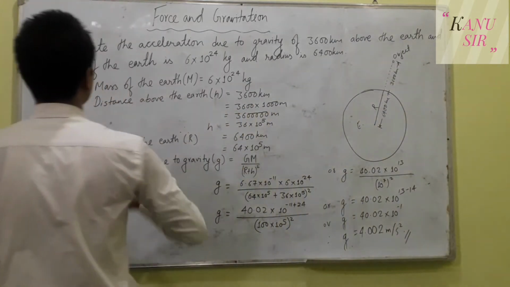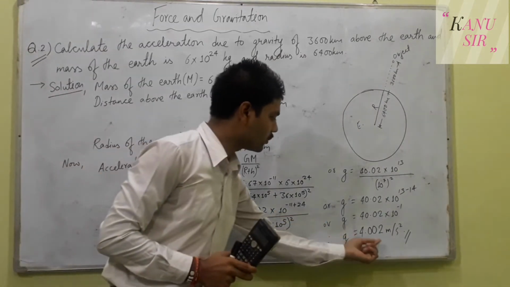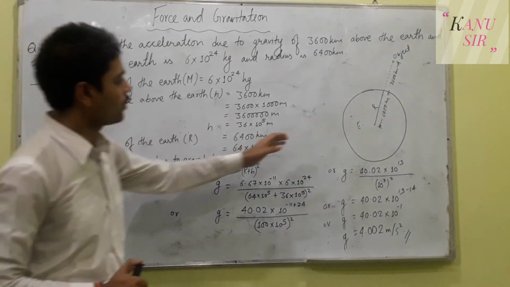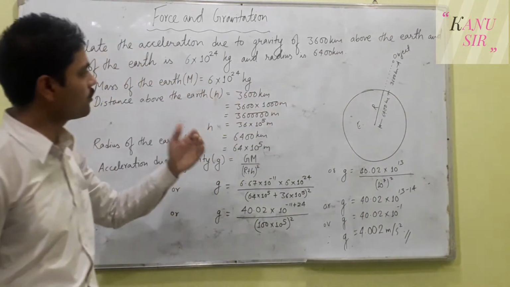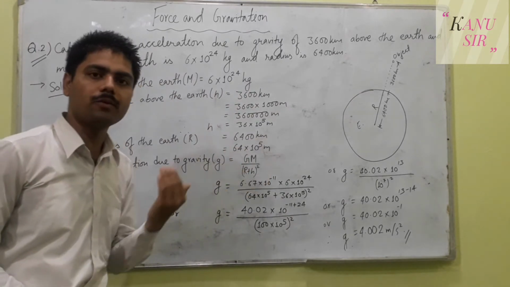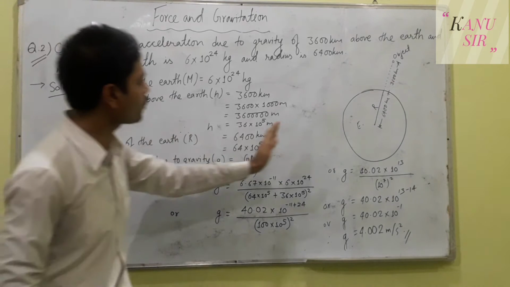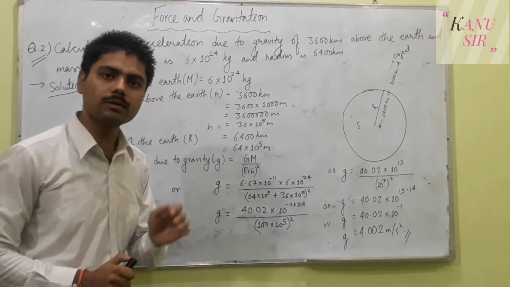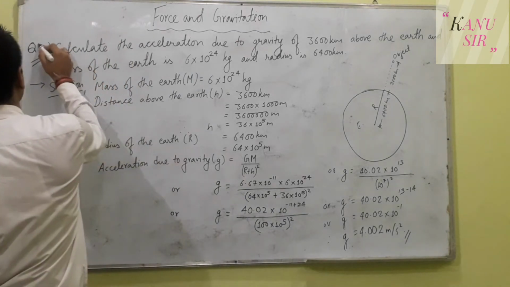As per the question, the acceleration due to gravity on the object will be 4.002. I hope you have understood this figure properly. If you haven't, you can go back in the video and see again how I have solved this question. Now after this question, the next is question number 3. So for that, let us do question number 3.